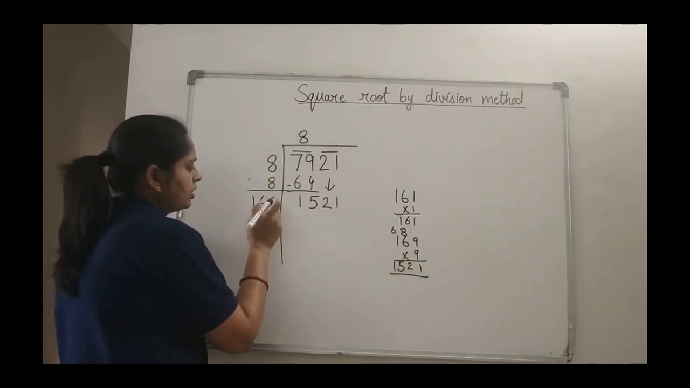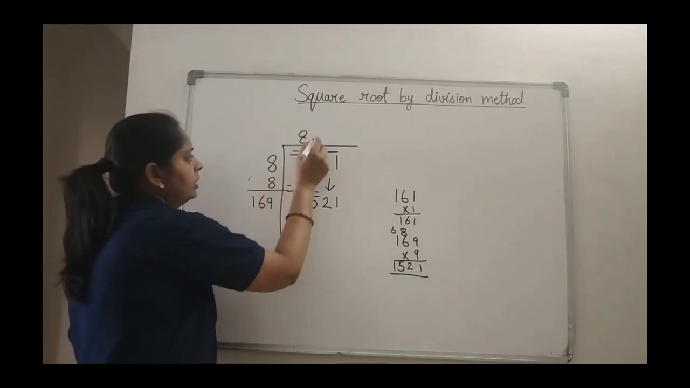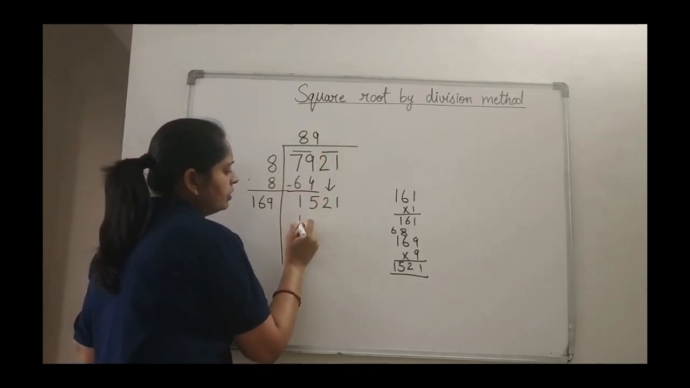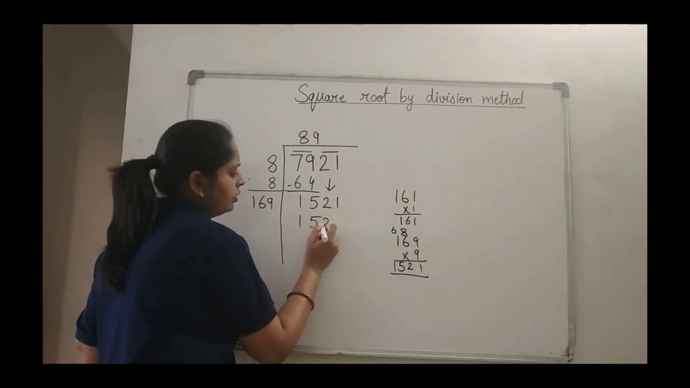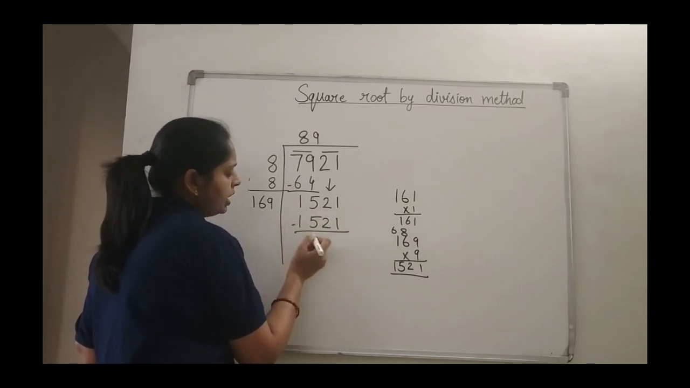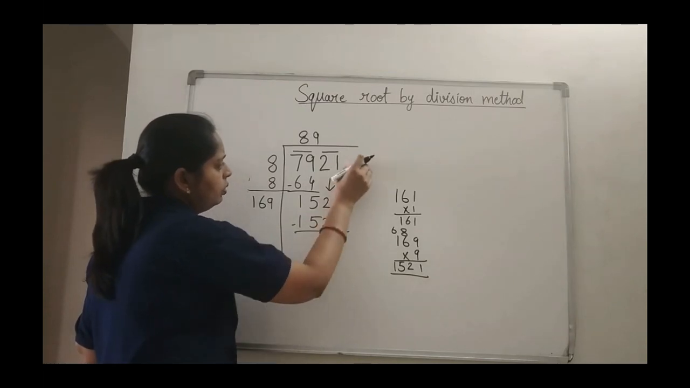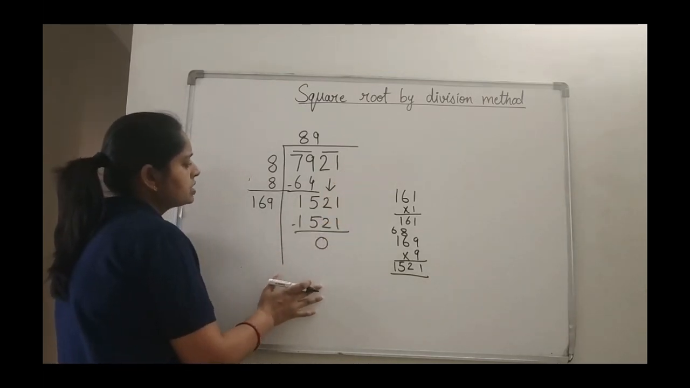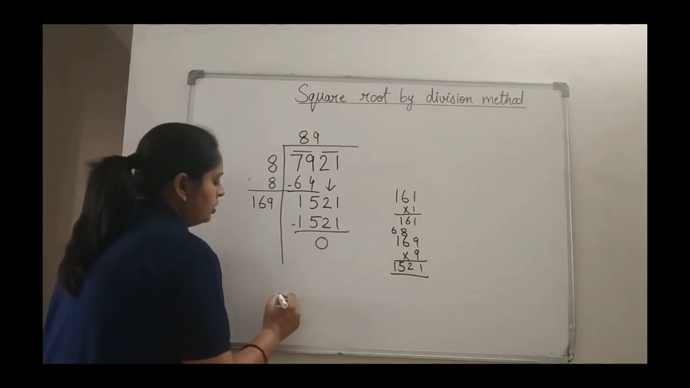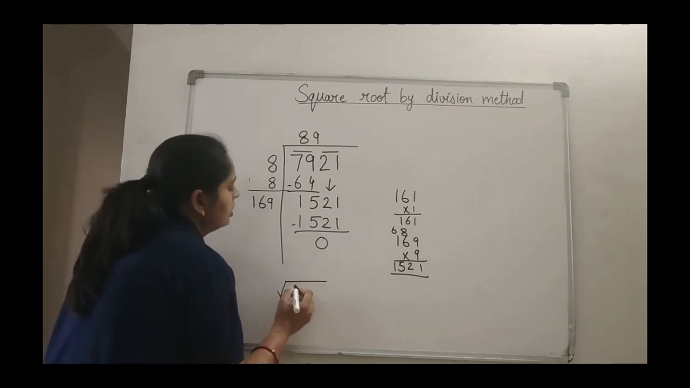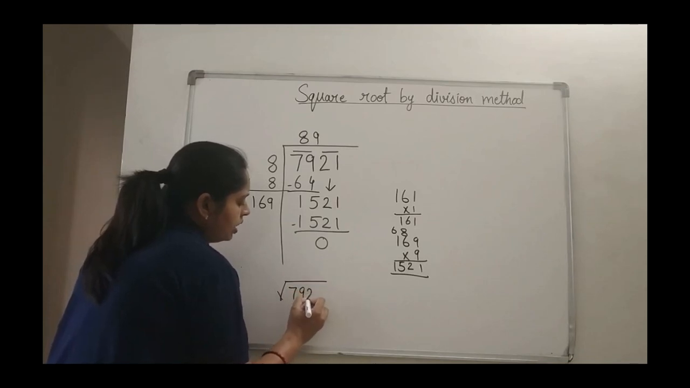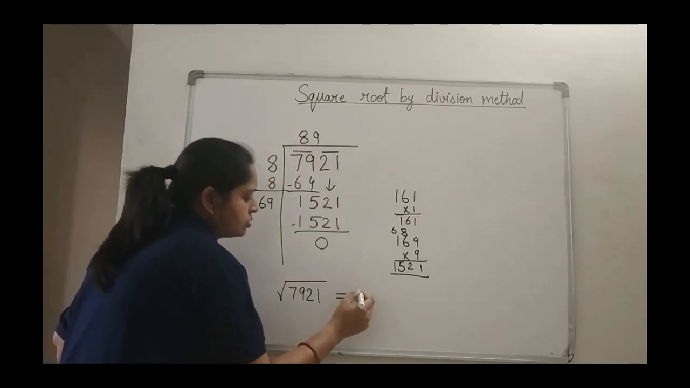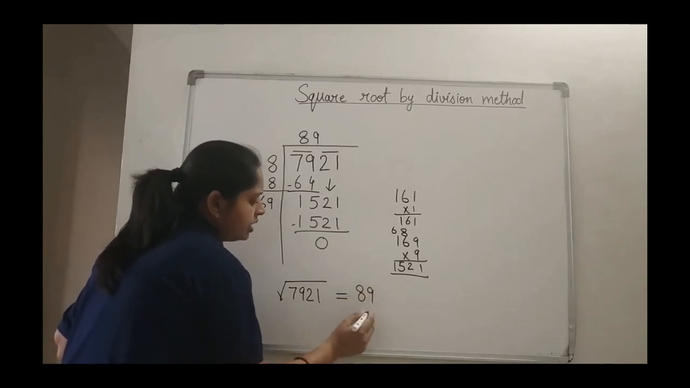So I will do the entry of 9 over here and 9 here. 169 into 9 will give you how much? 1521. And when you subtract these two, I got 0. No next number I am having. So this my division method is finished. And what answer I got? I got square root of 7921 is equal to, what is the number I got? 89. So 89 is the answer for this.